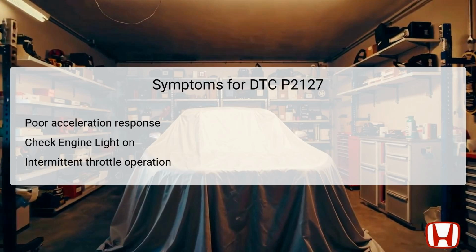Symptoms associated with DTC P2127 may include poor acceleration response, where the vehicle does not respond effectively to pressing the accelerator pedal. Additionally, the check engine light may illuminate on the dashboard, indicating that there is an issue that needs to be addressed. Drivers may also experience intermittent throttle operation, where there is inconsistent power delivery from the engine, making driving difficult and potentially unsafe.